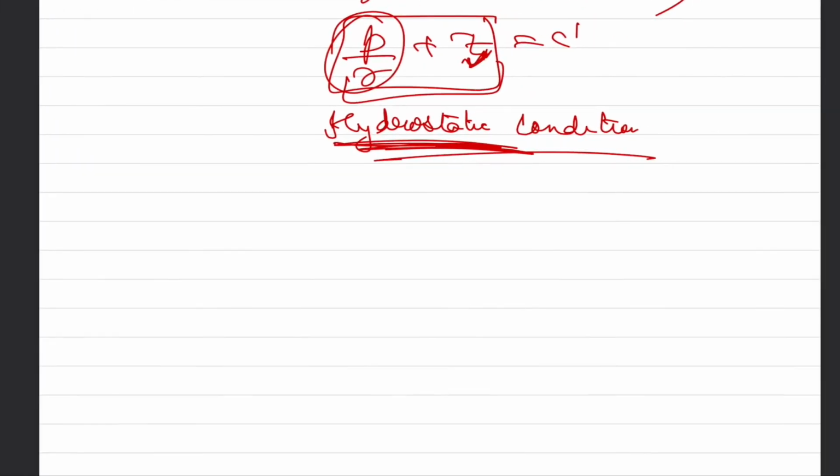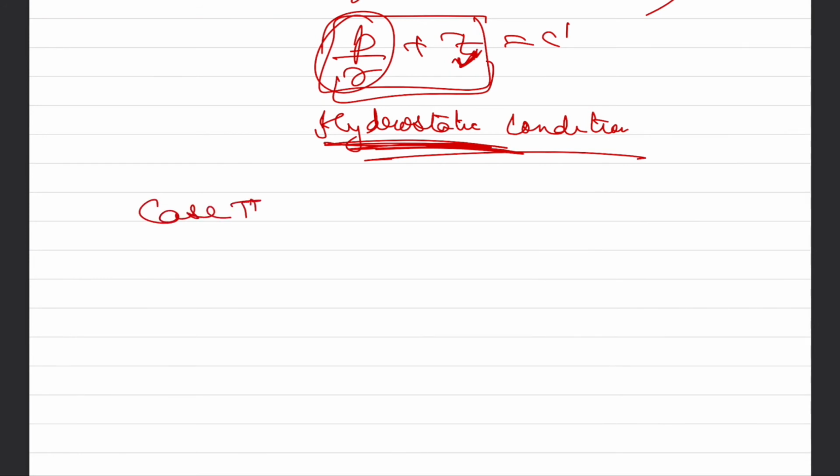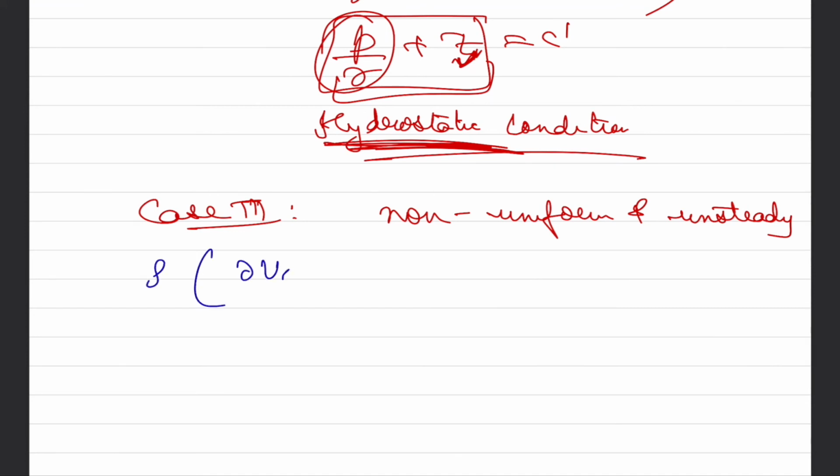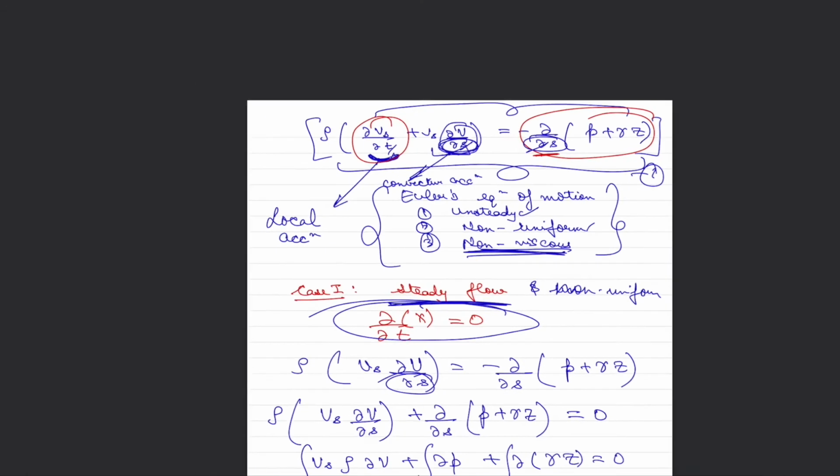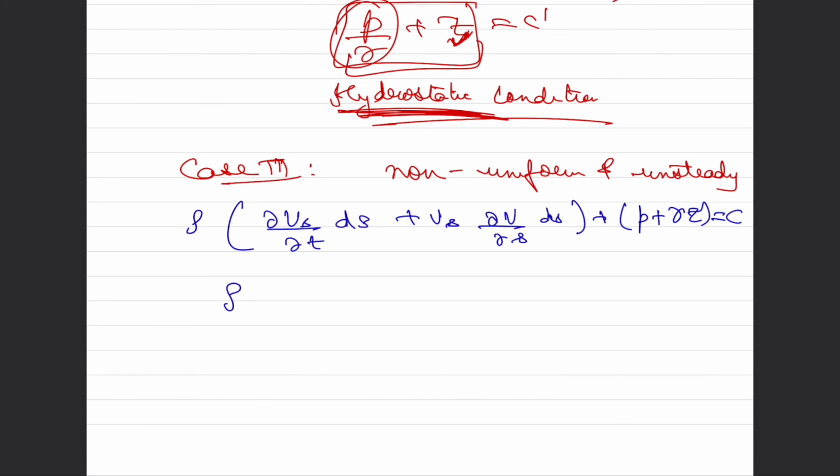And finally, when we talk about case 3, where flow is non-uniform as well as unsteady, in that case we can write our expression of Euler's equation of motion as rho into del Vs upon del T into ds plus Vs into del V upon del S into ds plus P plus gamma Z equal to C. We have done nothing special, but we have multiplied both sides with the term ds, so that we can eliminate these quantities here.